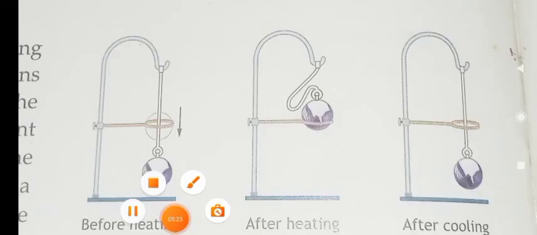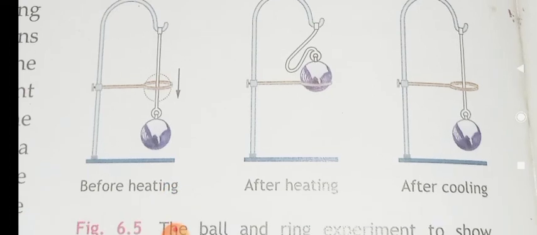Hope you did. Now, volume expansion. What is volume expansion? The change in the volume of a body or a substance with the change in temperature is called volume expansion. For example, if you are heating a metal ball, select a metal ball and a ring.